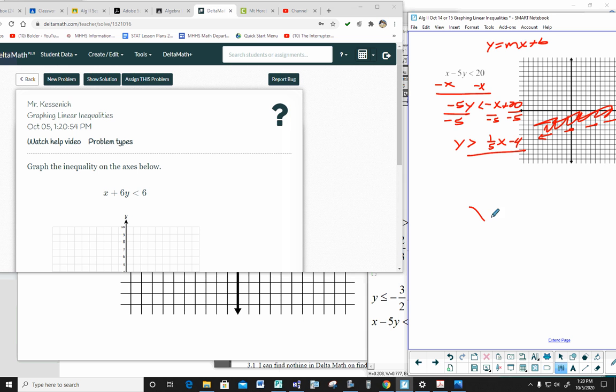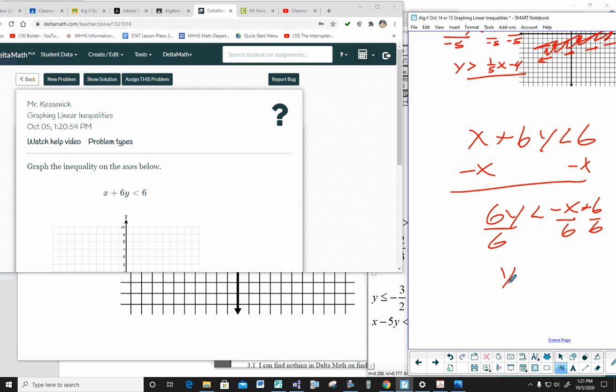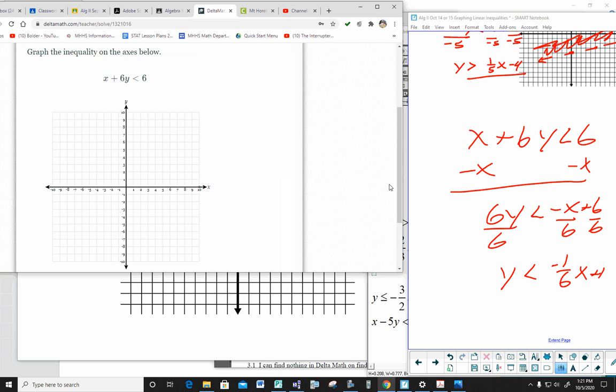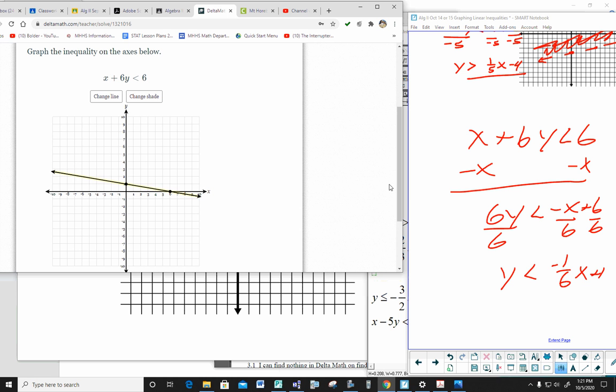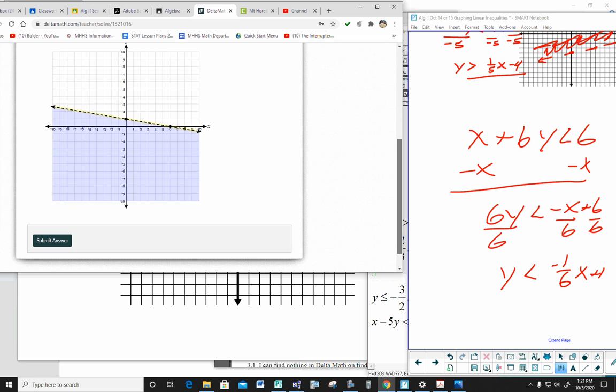Okay, so over here, x plus 6y is less than 6. Cut the x off. 6y is less than negative x plus 6. Divide by 6. And we have y is less than, we don't change the direction, negative 1/6 x plus 1. Okay, so we've got plus 1 and negative 1/6, so down 1 over 6. Okay, change the line. There we go. Yep, we did have to do that. Now y is less than, so we're going to shade under it. Yep, so now we shade under it. Submit answer.